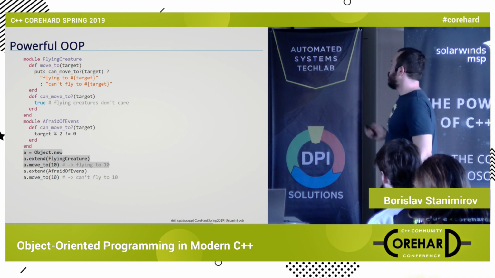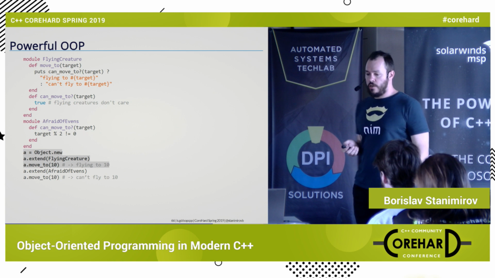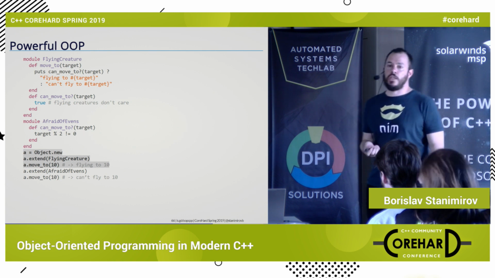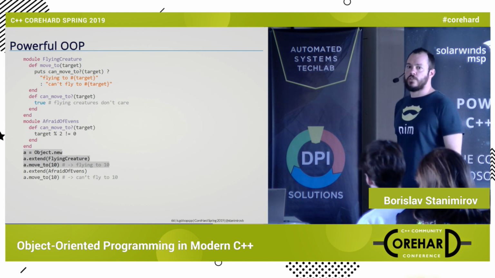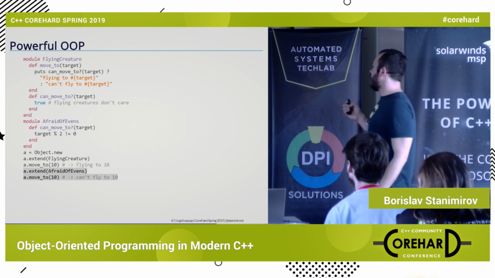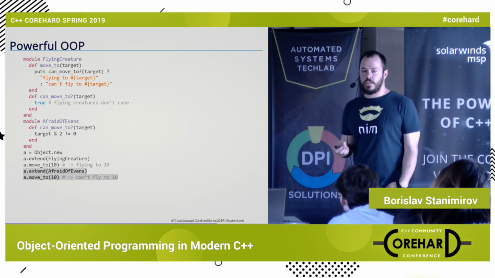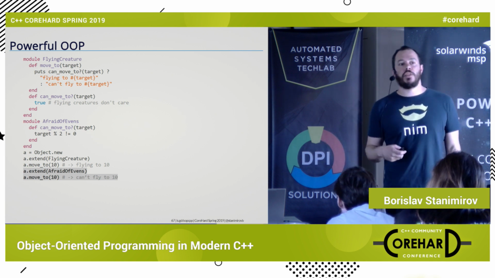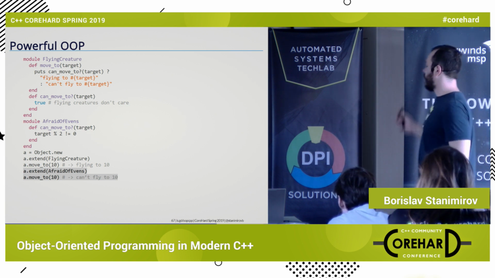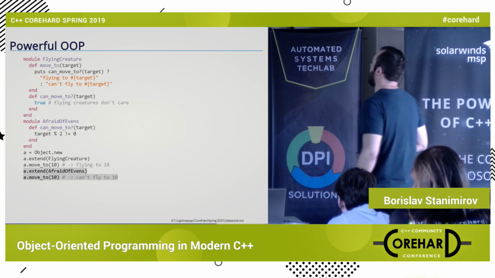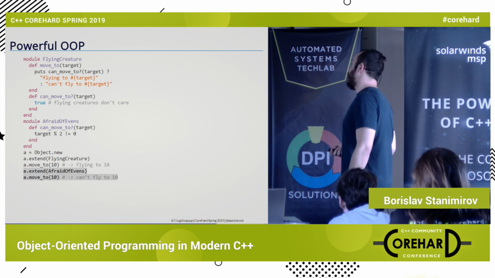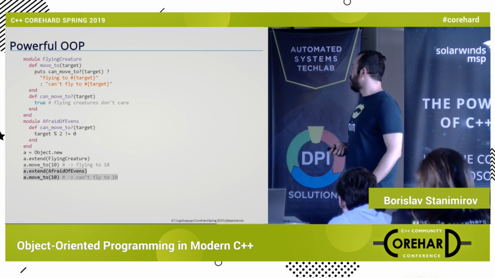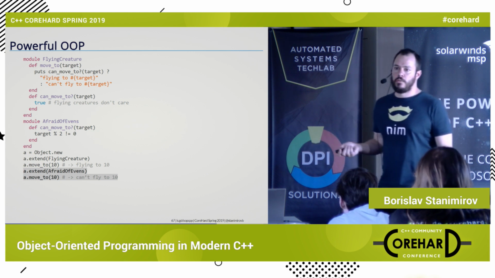You can create an object. You can extend it with a flying creature. And then you can say it move to 10. It will readily move to 10, of course, because flying creatures don't care. But then you can extend it with your afraid of evens. And what happens here is that the can_move_to method of afraid of evens overrides the existing implementation of the object that we just created. And now we have an object which is composed of move_to from flying creature and can_move_to from afraid of evens, so it won't move to 10.